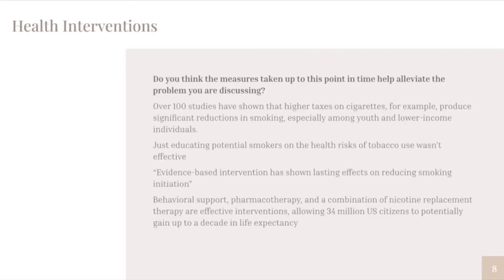Do you think the measures taken up to this point in time help alleviate the problem you're discussing? Over 100 studies have shown that higher taxes on cigarettes, for example, produce significant reductions in smoking, especially among youth and lower-income individuals. Just educating potential smokers on the health risks of tobacco use wasn't effective. Evidence-based intervention has shown lasting effects on reducing smoking initiation. Behavioral support, pharmacotherapy, and a combination of nicotine replacement therapy are effective interventions, allowing 34 million U.S. citizens to potentially gain up to a decade in life expectancy.